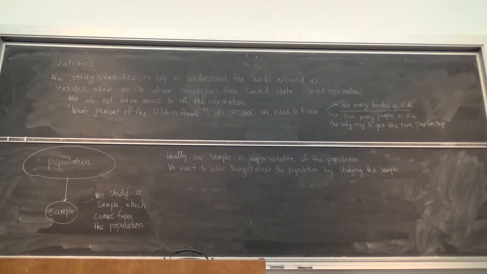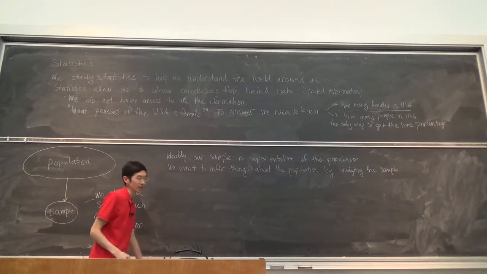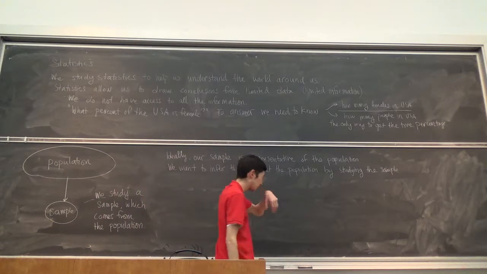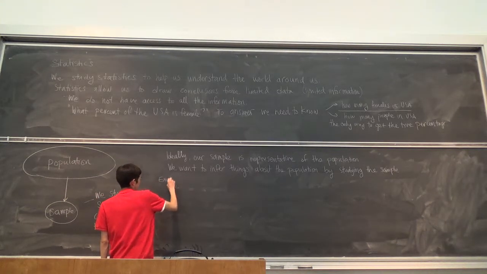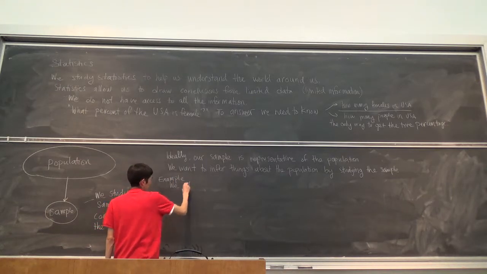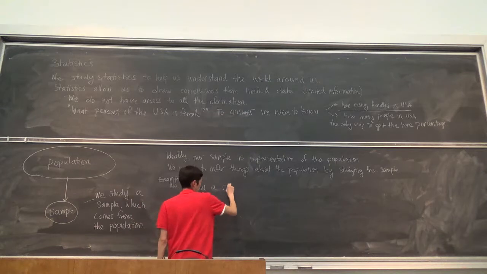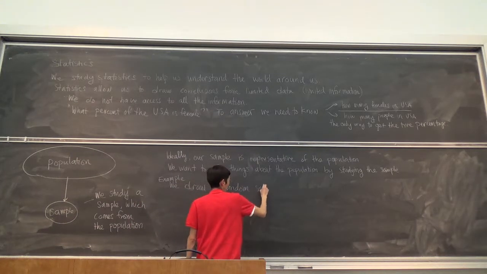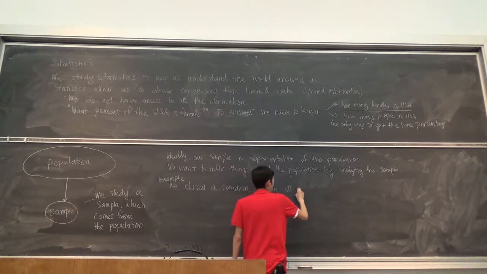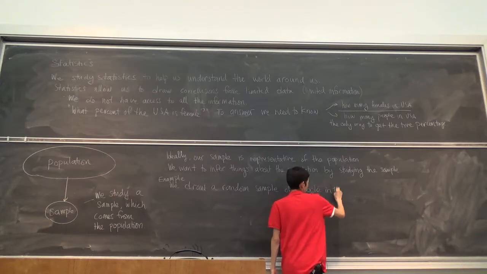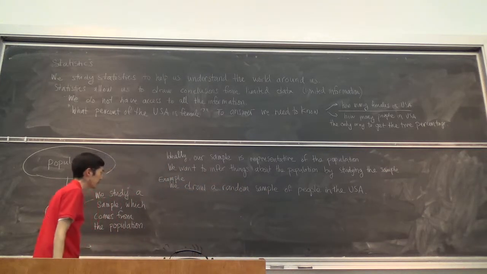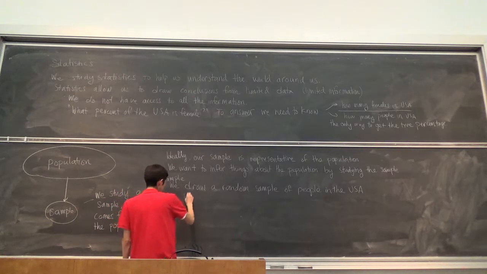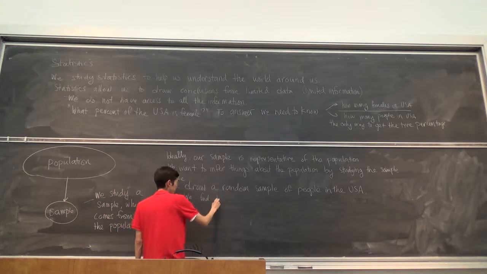So maybe we're still trying to answer the question, what percentage of the USA is female? So we take a sample. Let's say somehow we get a representative sample, or we're not entirely sure. We draw a random sample. So here's an example. Draw a random sample of people in the US. And let's say we find 100 random people.